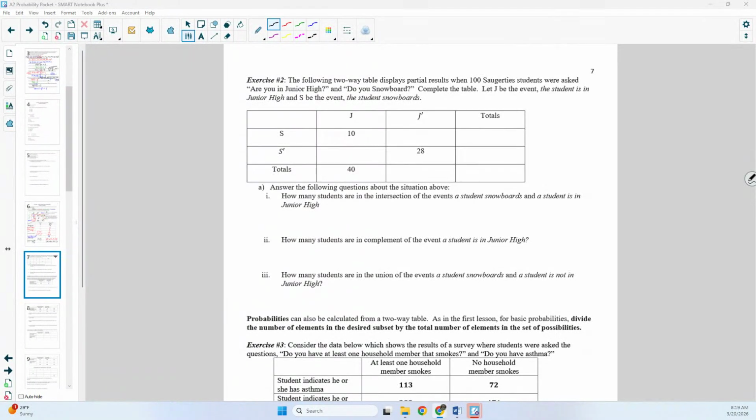So looking at the next one, we have another situation. It says the following two-way table displays partial results when 100, so we can put that as a total, 100 students were asked, are you in junior high, do you snowboard? And they're definitely ready at this point to try this, if you would like. The J event is the students in junior high, and the S event is the students who snowboard. So we're going to fill in the rest of the table.